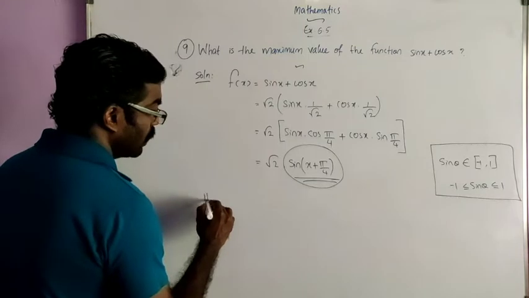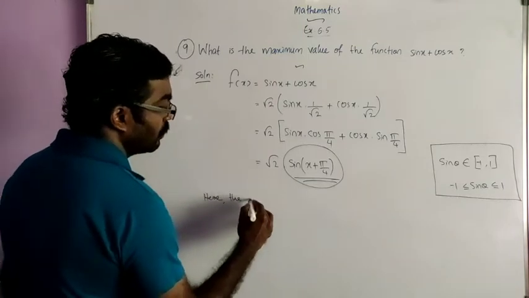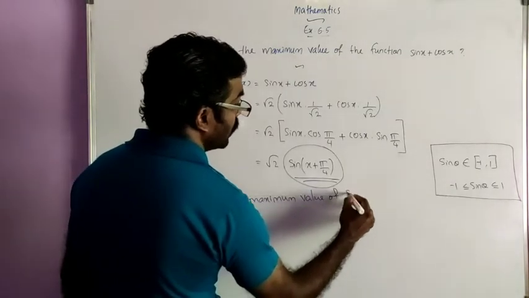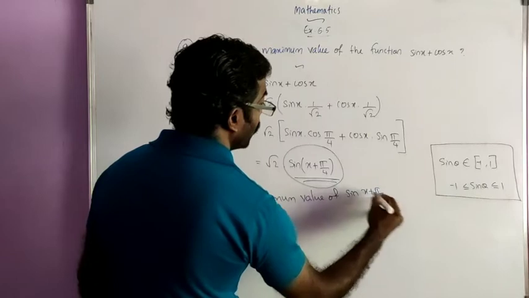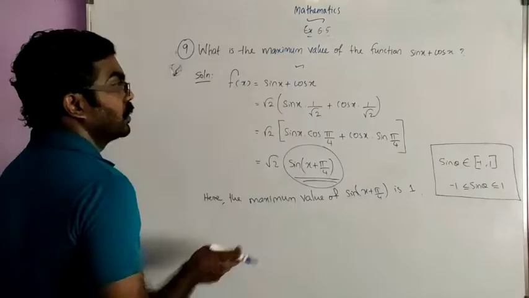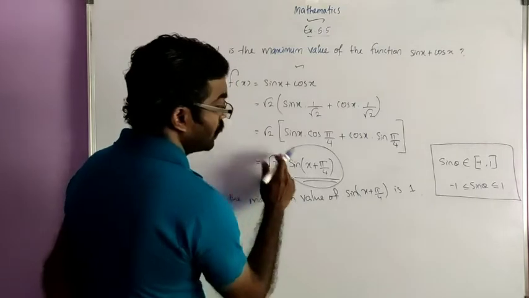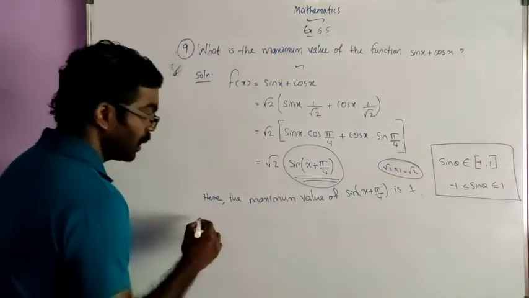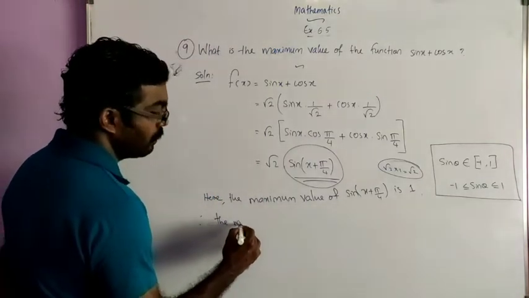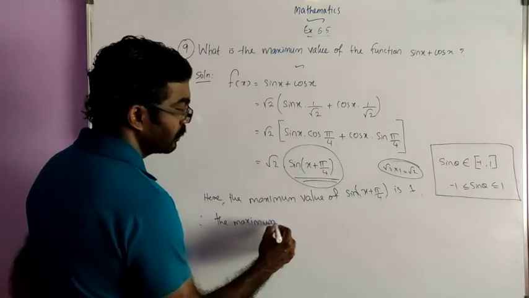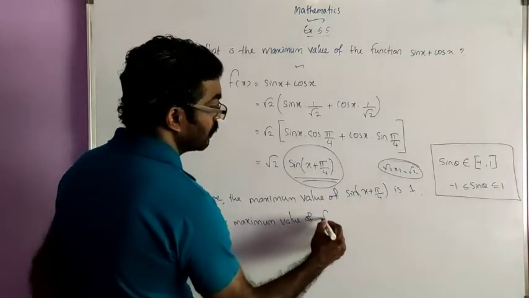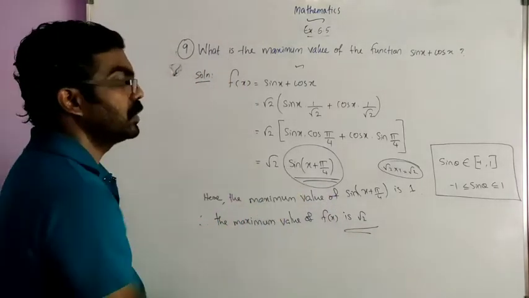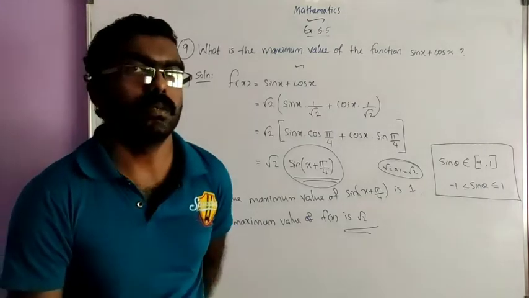So here the maximum value of sin of x plus pi by 4 is 1. So the maximum value of f of x is what? Here it is root 2 into 1. So root 2 into 1 is what? Root 2. Therefore the maximum value of f of x is root 2. Understood?